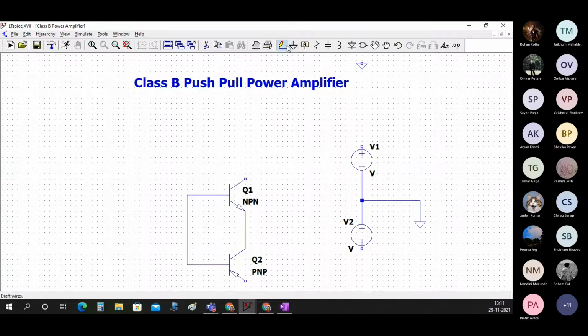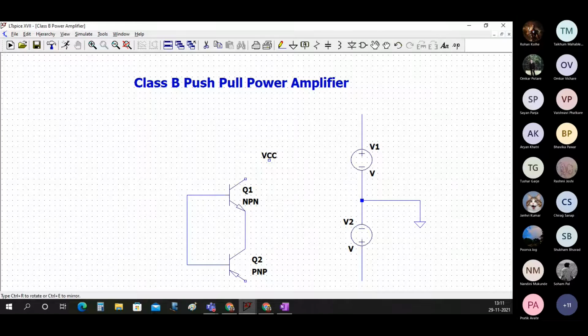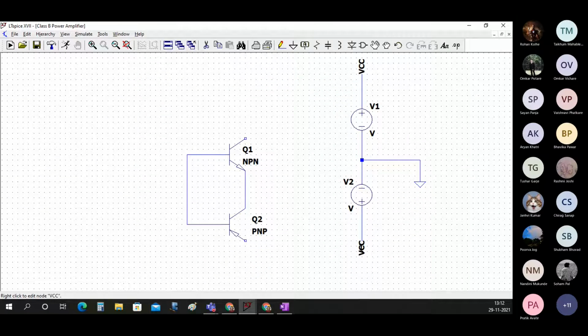Now in this circuit we require both VCC as well as ground, as well as we require minus VCC also. So what I will do is I will name one of the terminals as VCC. This point I'll name it as VEE.